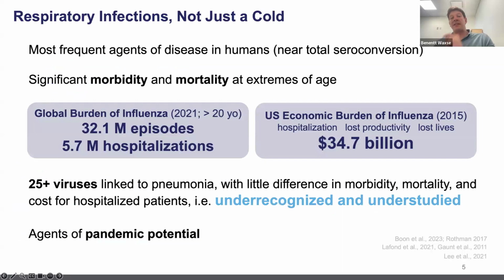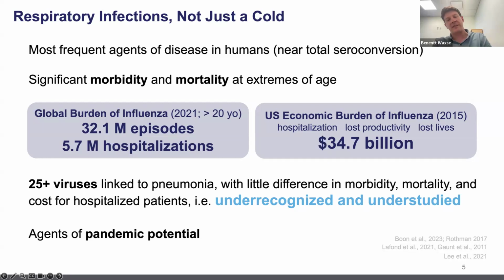The respiratory viruses are, I'm going to say, not just a common cold. They are the most frequent agents of disease in humans. There's near total seroconversion. If you look at antibodies for people who have been exposed to influenza, RSV, human coronavirus, nearly everyone has been. And this causes significant morbidity and mortality at the extremes of ages, really, but also within other risk groups, people who have chronic comorbidities, people who are immunosuppressed, et cetera.